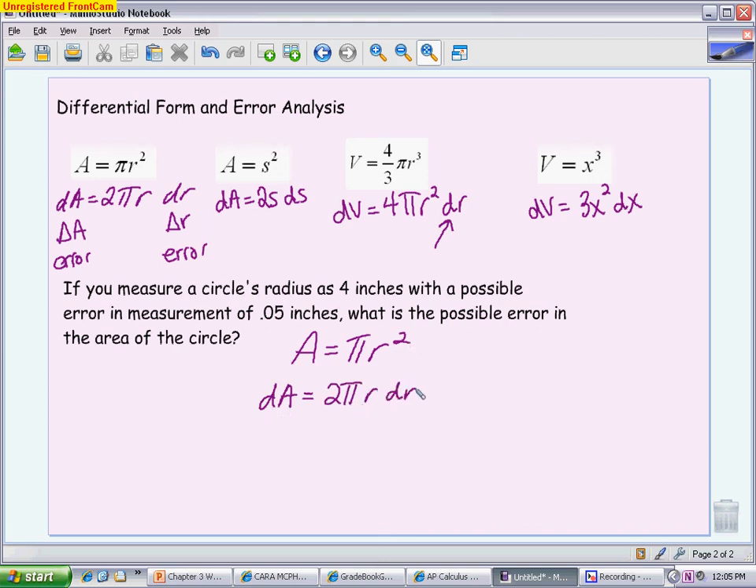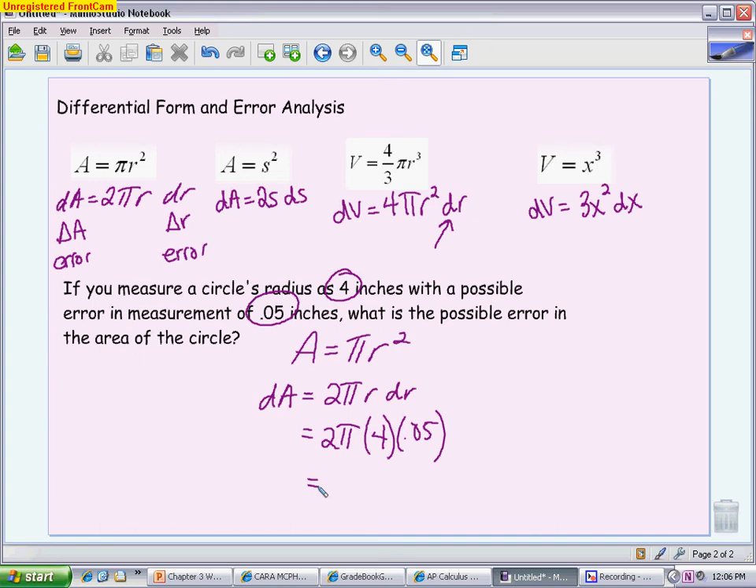They tell you that we believe the radius is 4 inches, so that is your r, but we could be off by as much as 0.05 inches. That is your dr. That is how much you could have a change in your radius. So we have 2 times pi times 4 times 0.05. These problems are definitely calculator-based type problems, but a lot of the real-life ones are. So we're going to have 2 times 4 times 0.05.